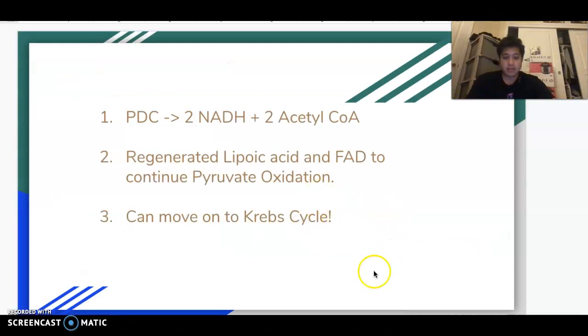So in conclusion, remember that the purpose of the pyruvate dehydrogenase complex is to form 2 NADH and 2 acetyl-CoA. We also regenerated lipoic acid and FAD to continue pyruvate oxidation. And from this point, we can now move on to the Krebs cycle.